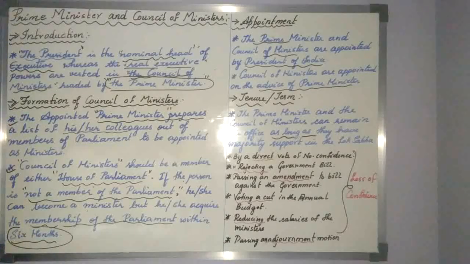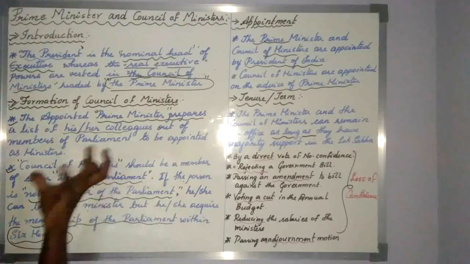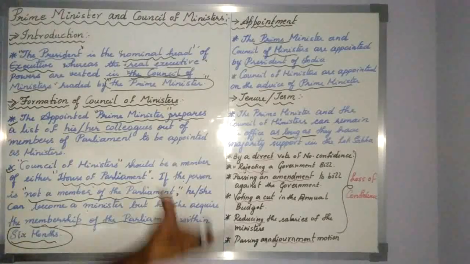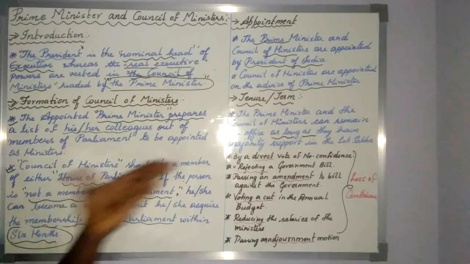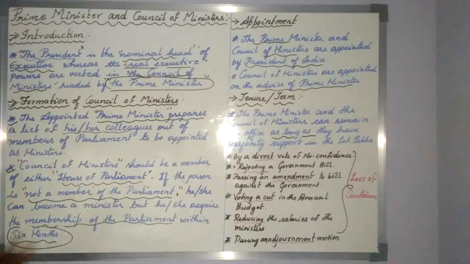Then passing an adjournment motion. As you all know, it is an emergency, immediate reaction to a national crisis or national disaster or whatever it may be. If the ruling government, the Council of Ministers or the Prime Minister, don't immediately take up measures or react, that also can make the majority party lose confidence. So once the loss of confidence comes, their tenure gets over.